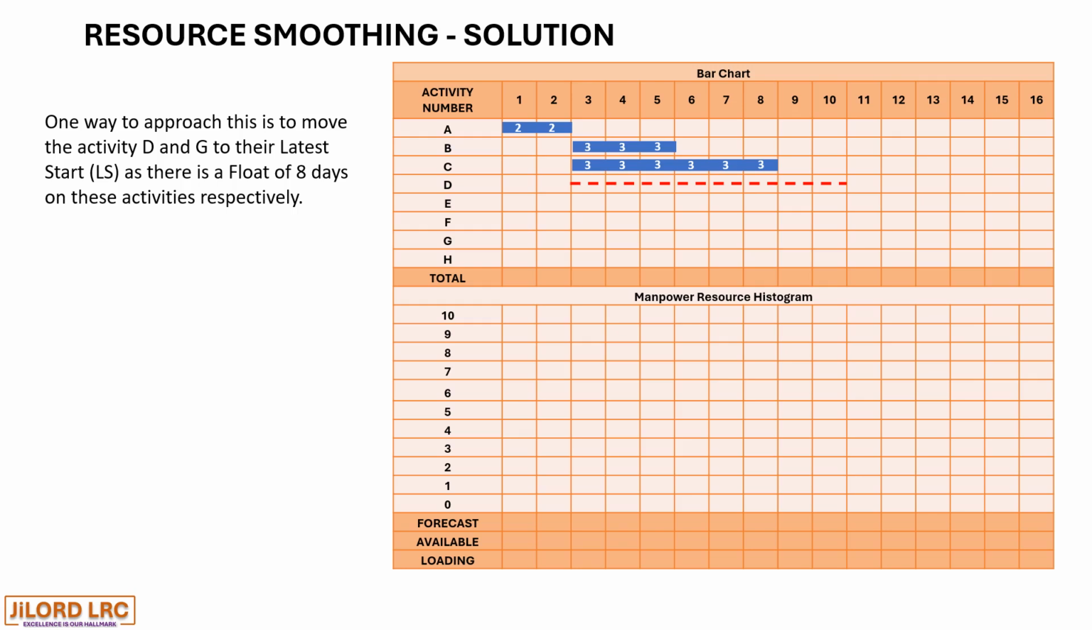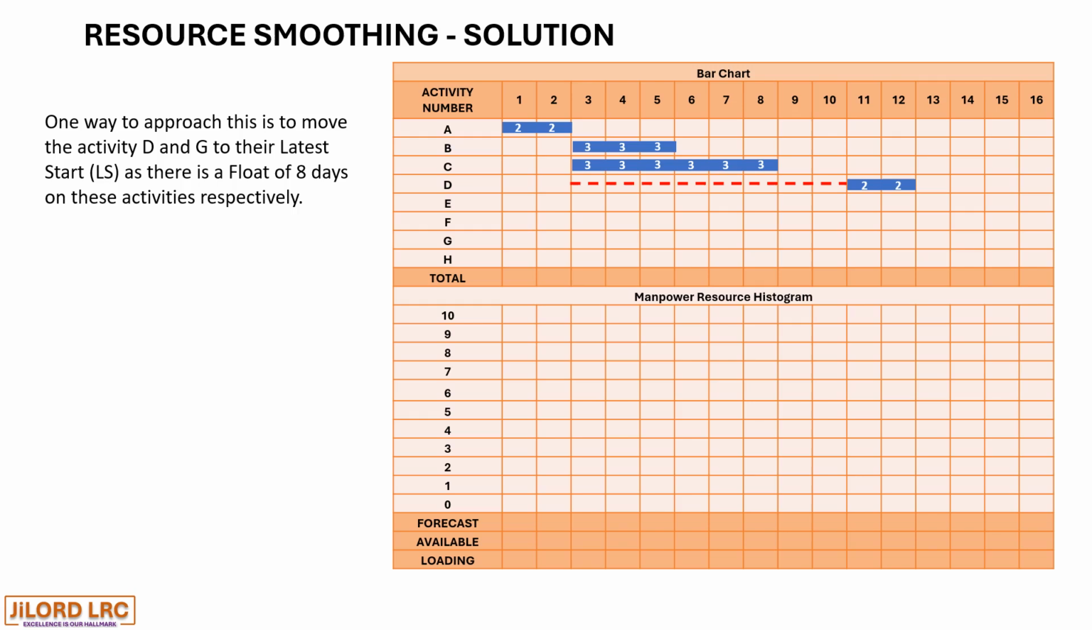B is not on the critical path, but C is on the critical path. D is what we have to move. D and G is what we have to move by a float of 8. So with the red line suggesting a movement of the activity over the 8 days duration to day 11 and 12.